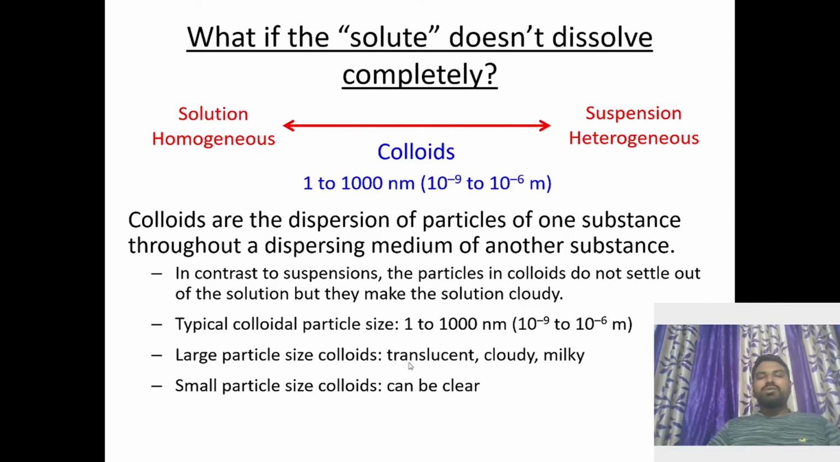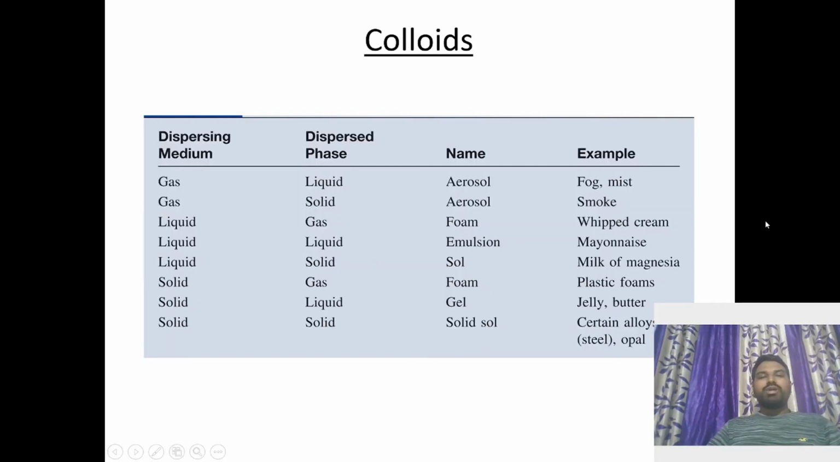Large particle size colloids are translucent, cloudy and milky. Small particle size colloids can be clear. Small particle size colloidal solutions would be, for example, a sugar solution, or cloudy means the fog. These are the examples of colloids. Now these are dispersion mediums and these are dispersed phases.